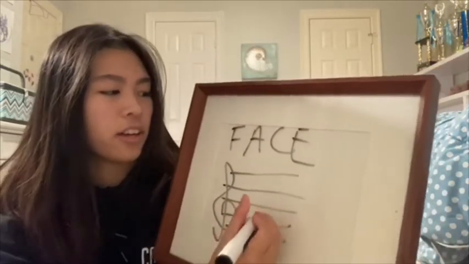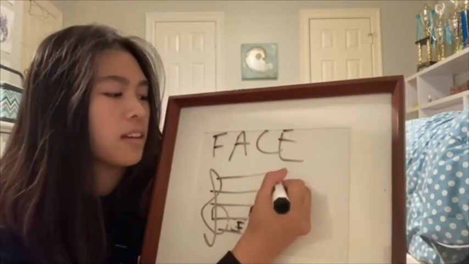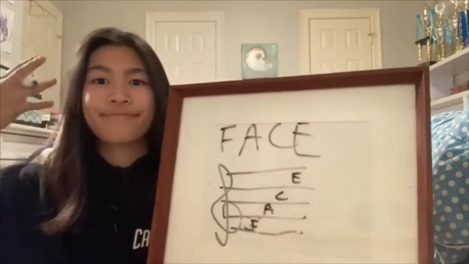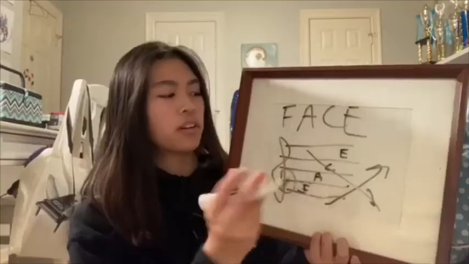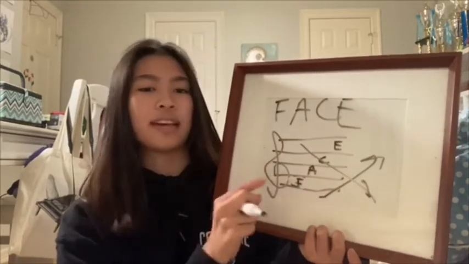And then you're going to go here. And then the next space is A. Next space is C. And the next space is E. FACE. This is a really good acronym. Just remember, this space is F, this space is A, this space is C, and this space is E. So you now know the spaces of the 5 lines, but what about the lines?